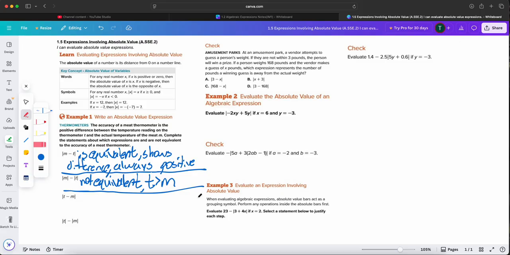For the next one, let's say that our temperature was 150 and the meat is supposed to be 151. We would take 150 minus 151, which is negative 1 again. But then we apply the absolute value, which makes it positive 1. So this one is equivalent, because it shows difference once again, and because we're applying the absolute value at the end, it's always positive.